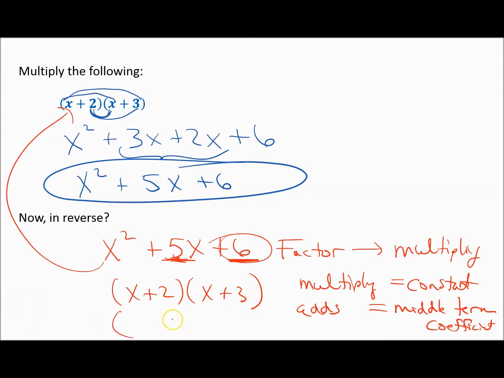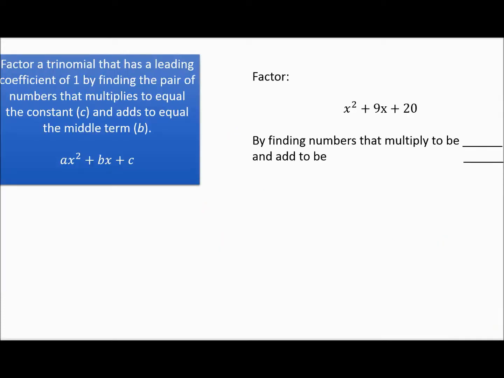And then you just write your 2 sets of parentheses. You take the square root of that, that's x and x. And then your 2 numbers is a plus 2 and a plus 3. So that's going to be the method, and we're going to practice this a lot. So remember that rule I just mentioned?